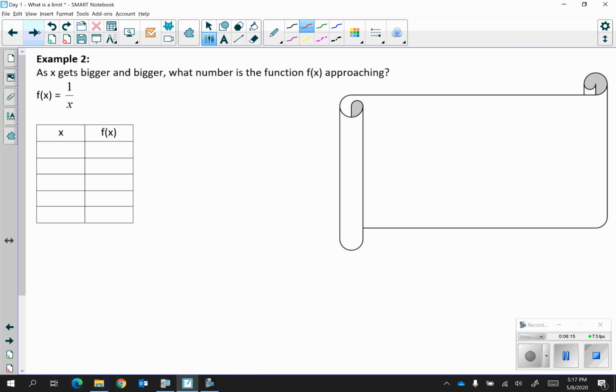We're going to try this one again. Take your calculator, plug in values. You can pick whichever large numbers that you want. Start small, then get large, and see what's happening.